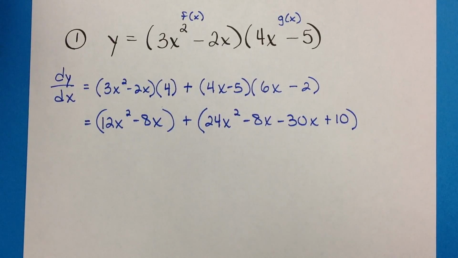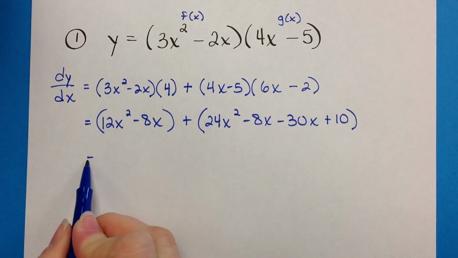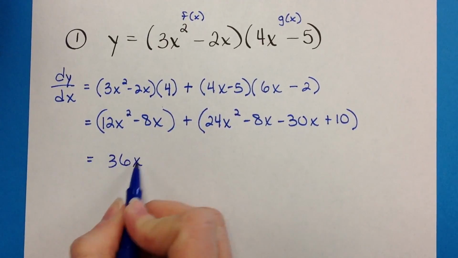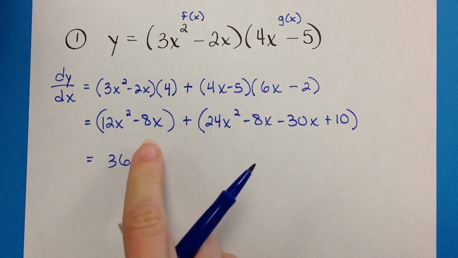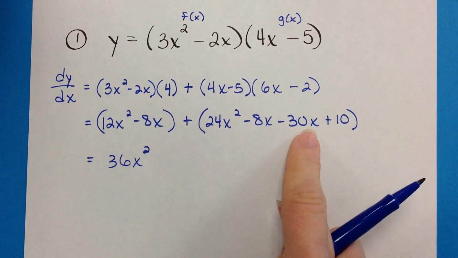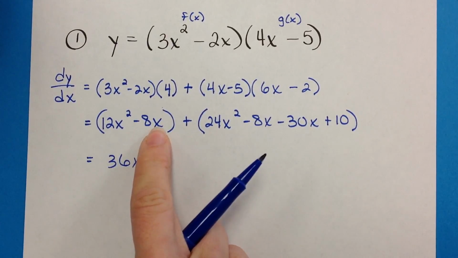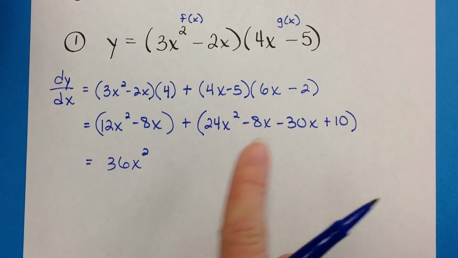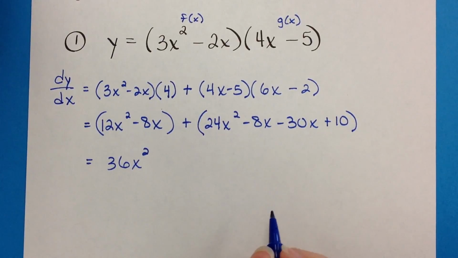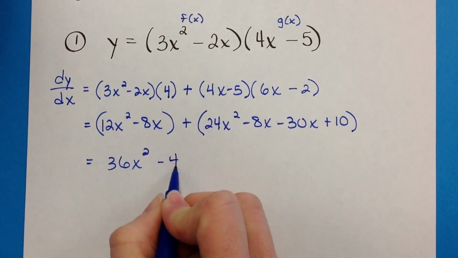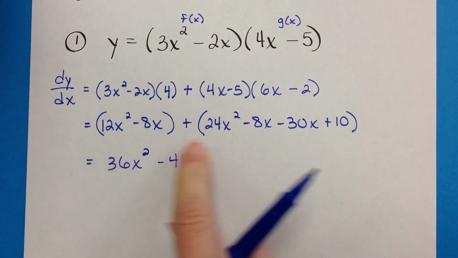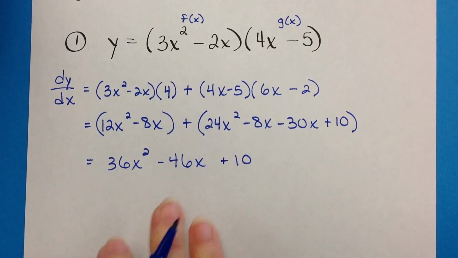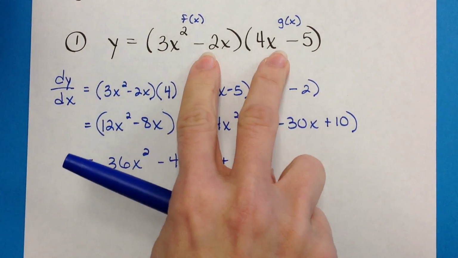So let's just start combining like terms. So I'd have 12x squared plus the 24x squared. And then we'll combine your x's to the first power, so you'd have a negative 8 minus the 30. So that's going to end up giving you negative 46. And this would be the only constant of plus 10. So this would be your derivative of this.